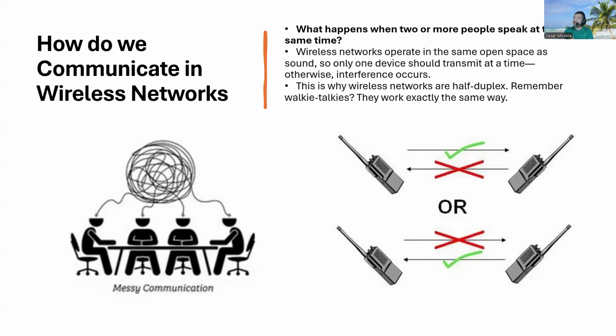Wireless networks operate in the same open space as the sound, so only one device should transmit at a time. Otherwise, interference occurs. This is actually called half duplex, when you are sending a message, only one message at a time for communication. And I was giving the example of the walkie-talkies. They work exactly this way. And the walkie-talkies, that's an example.